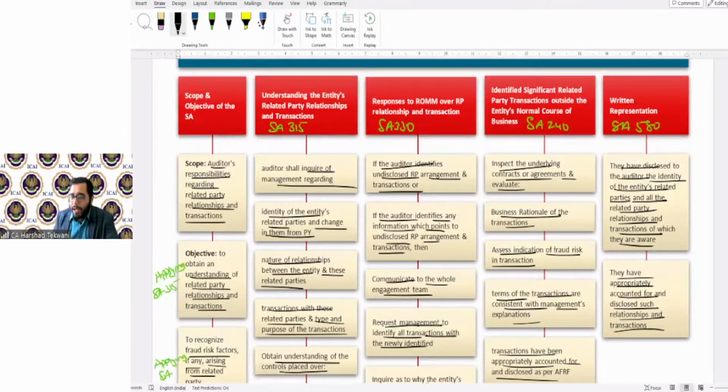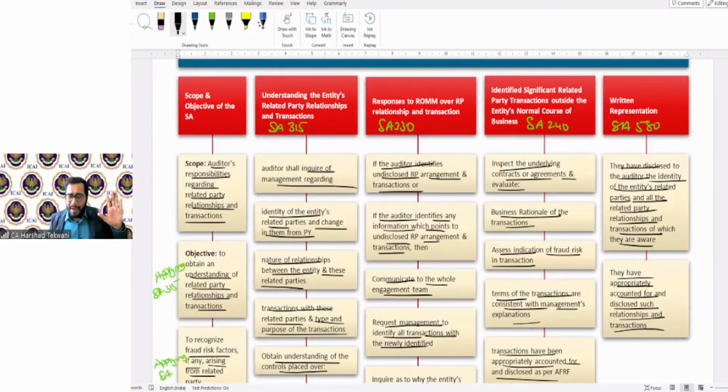No, it's not like that. So the question is, if the written representation is received from management, can the auditor not qualify the audit report for any misstatement relating to related parties? No, no. It's pretty simple. If you identify any misstatement, you need to evaluate it, assess its impact on your opinion, and then decide whether you need to modify the opinion or not. Now let's come to the area where the management has provided a representation which is wrong.